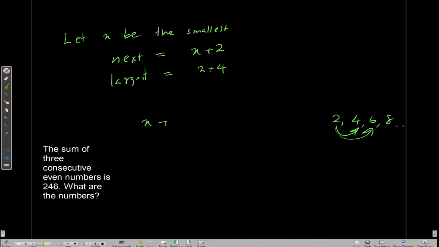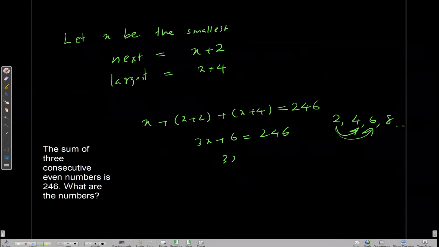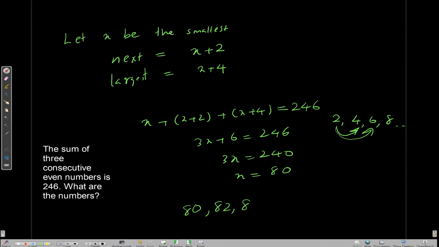So what you need to do? x plus x plus 2 plus x plus 4 equals 246. So now 3x plus 6 equals 246. So 3x equals 240. x is going to be, when I divide by 3, 80, right? And the required numbers are 80, 82, and 84. And you can check whether your answer is correct.